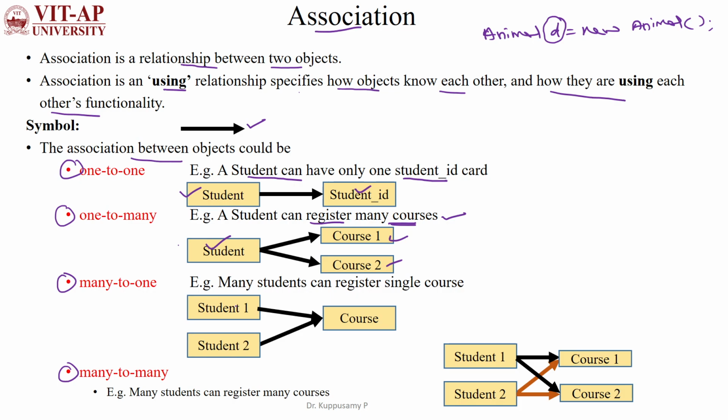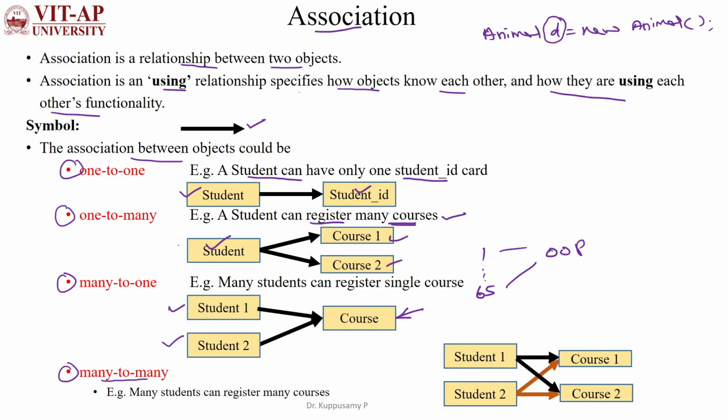Then many to one, here many students can have a single subject. For example, 65 students from a single class, 1 to 65, right? So 1 to 65 students have a single subject. Here all will register for the single course, object oriented programming. So that is what we call many to one.